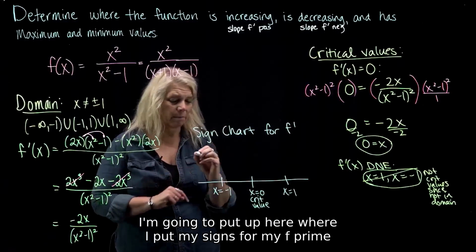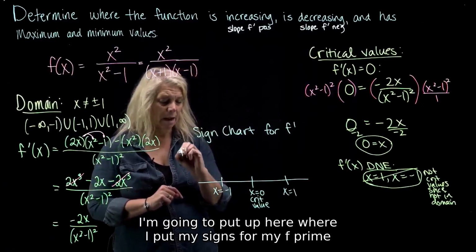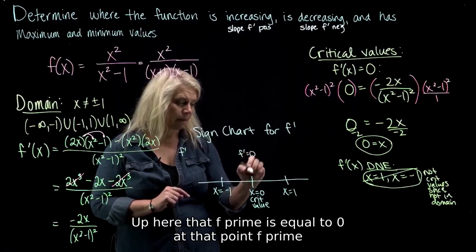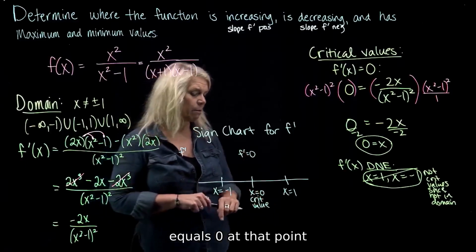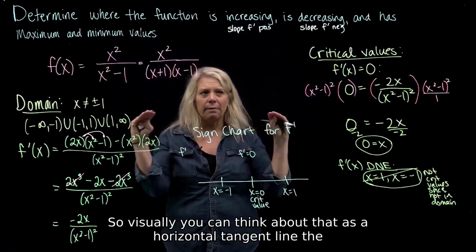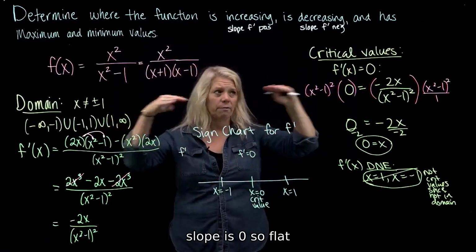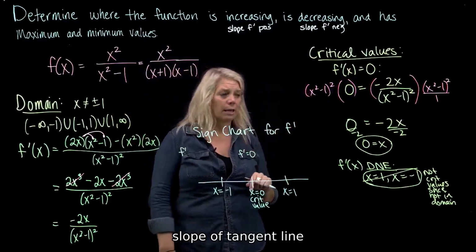I'm going to put up here where I put my signs for my f prime, that f prime is equal to 0 at that point. F prime equals 0 at that point. So visually, you can think about that as a horizontal tangent line. The slope is 0, so flat slope of tangent line.